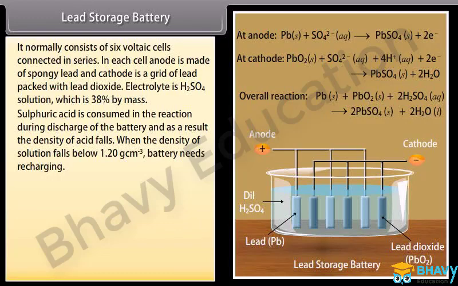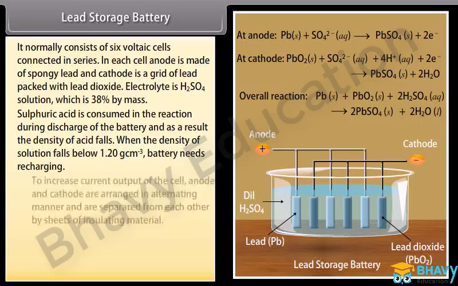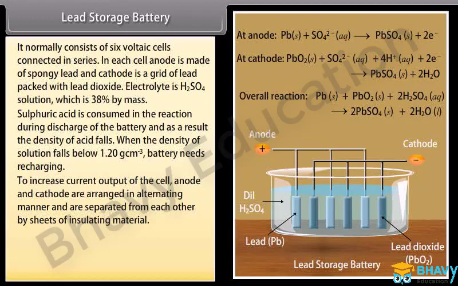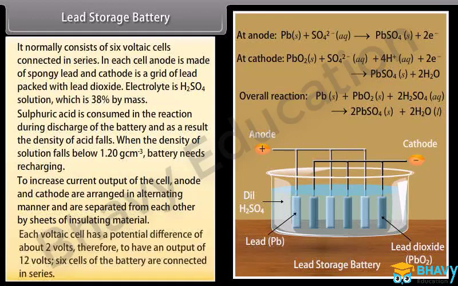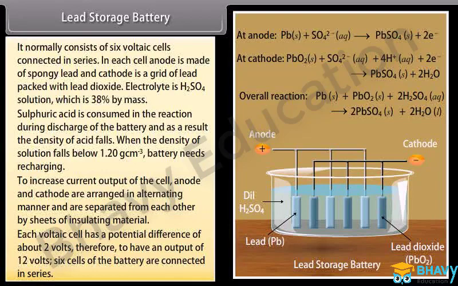When electrical energy is supplied to the battery from an external DC source, the cell operates like an electrolytic cell and chemical reactions take place. But now the electrode reactions are the reverse of those that occur during discharge of the battery. To increase the current output of the cell, anodes and cathodes are arranged in an alternating manner and are separated from each other by sheets of insulating material. Each voltaic cell has a potential difference of about 2 volts. Therefore, to have an output of 12 volts, 6 cells of the battery are connected in series.